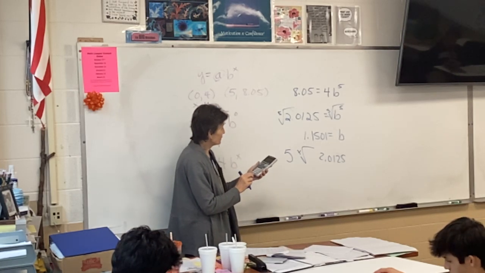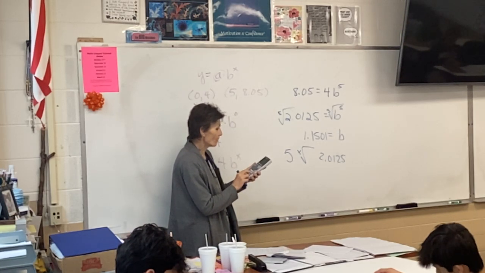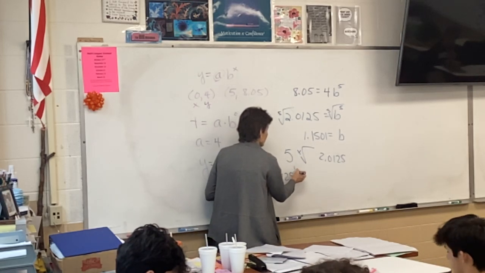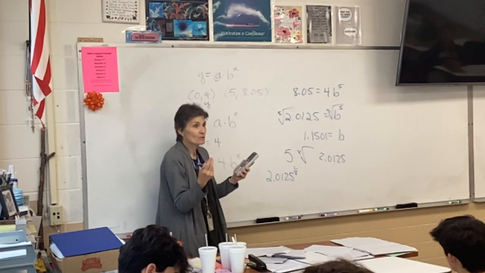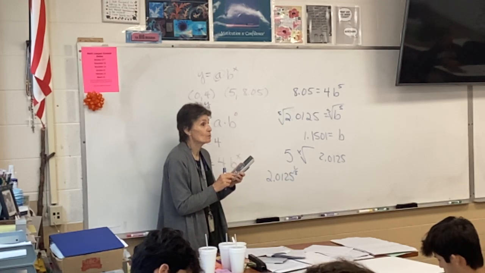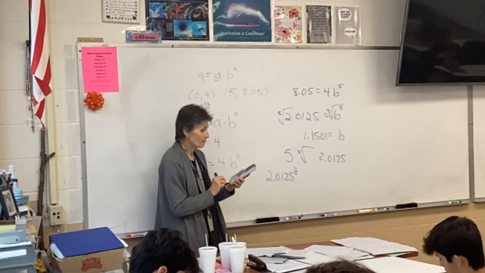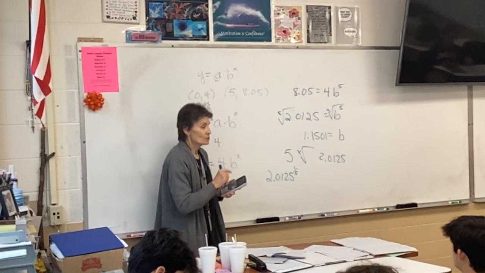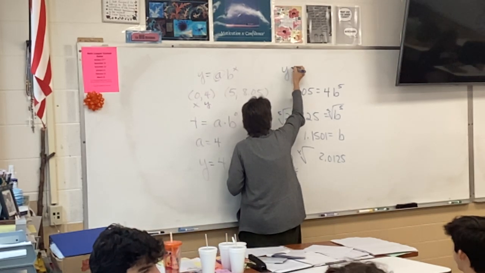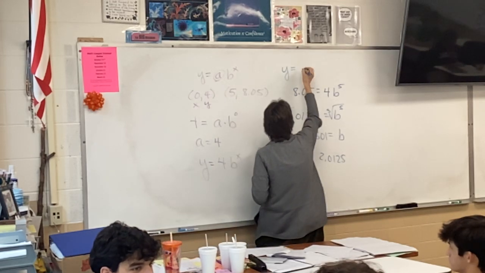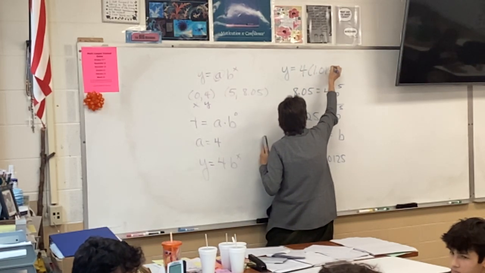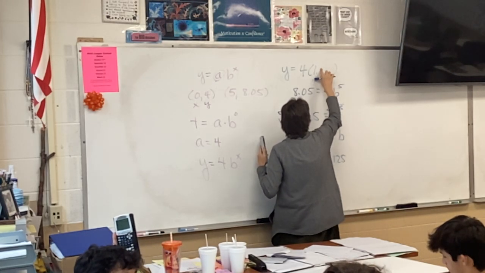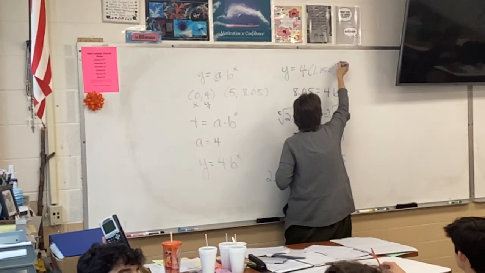The other option is to take 2.0125 and raise it to the 1/5 power. That's how I usually do it because it's just easier for me, but it makes no difference. So if I raise that, I get 1.1501, which is exactly what you guys said. So my answer, y equals 4 times 1.1501 to the x.